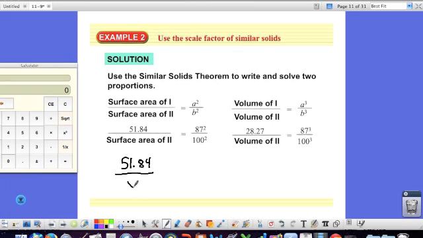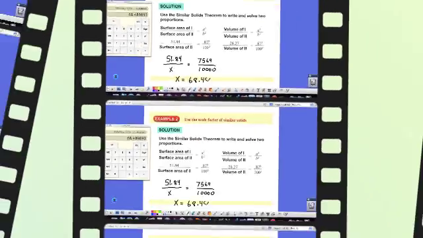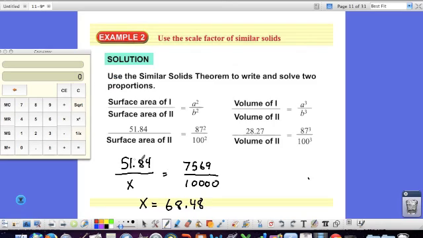So this is going to be 51.84 over x equals 87 squared, which is 7,569, over 100 squared, which is going to be 10,000. So 10,000 times 51.84 is going to equal 7,569x. Then we divide by 7,569, and we get x is 68.48.